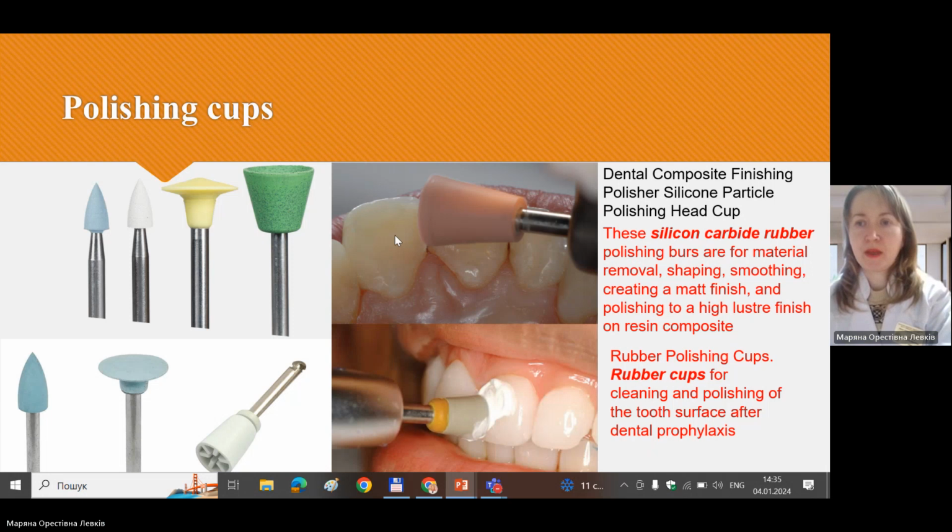Polishing cups. Dental composite finishing polisher, silicone particle polishing head cup. This is used to polish resin composite restoration. These silicone carbide rubber polishing bars are for material removal, shaping, smoothing, creating a matte finish, and polishing to a high luster finish on resin composite. Such rubber polishing cups are for cleaning and polishing of the tooth surface after dental prophylaxis. And a variety of rubber cups, rubber discs, rubber points.